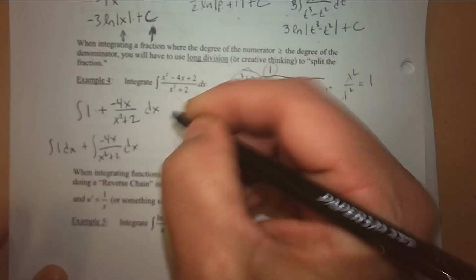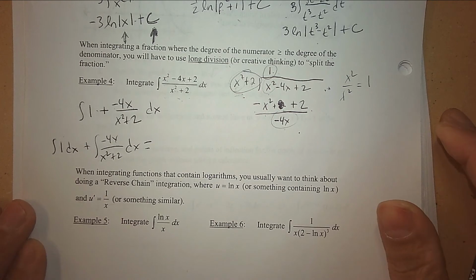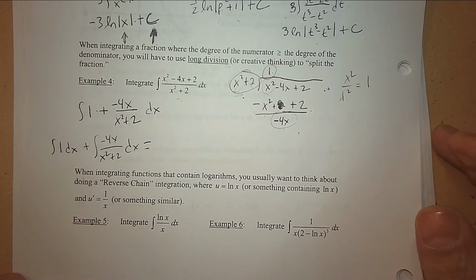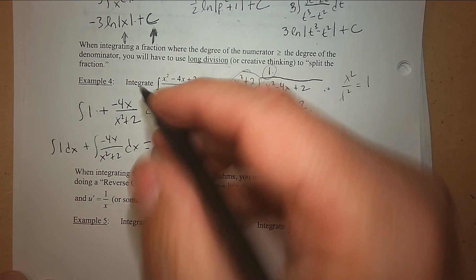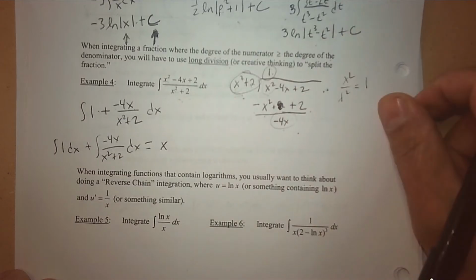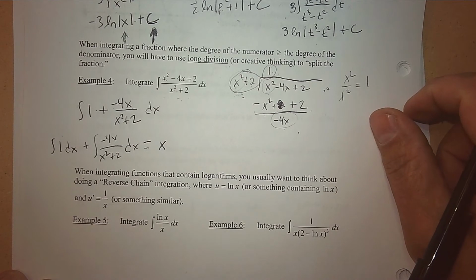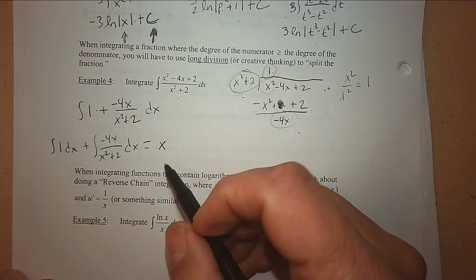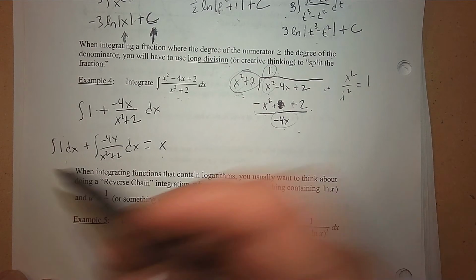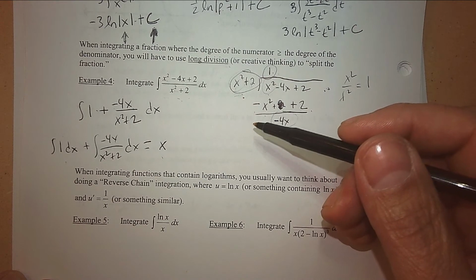All right, so the easy part, integrate 1. 0. Oh, maybe it's not easy. X. What's the derivative of x? 1. Okay, that's easy.